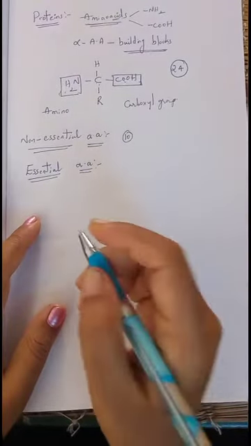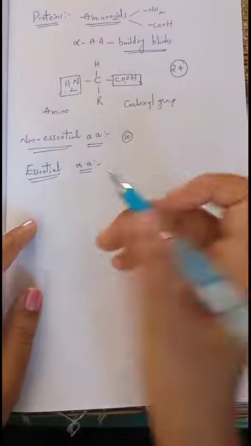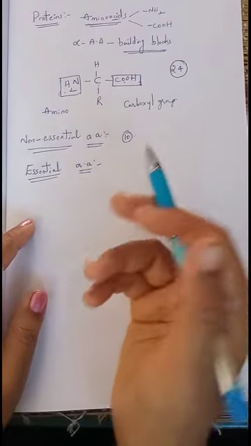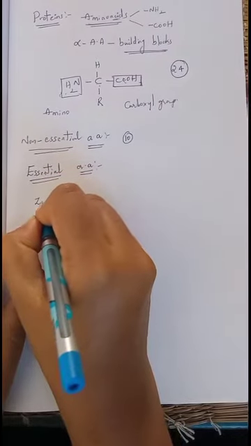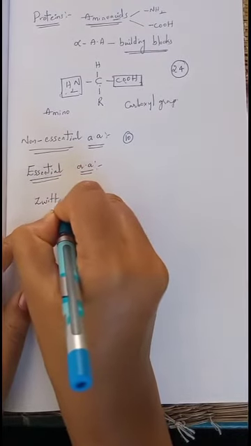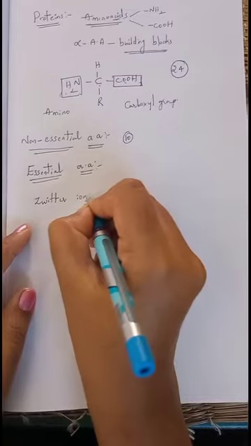Remember one more point: all these amino acids, whether essential or non-essential, can exist as Zwitter ions.